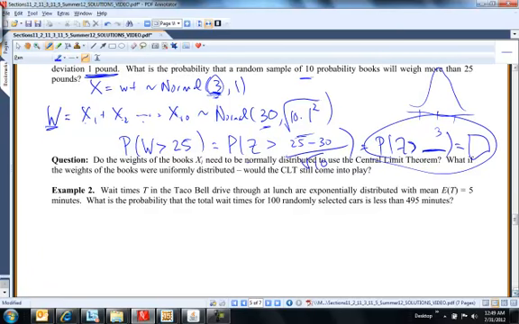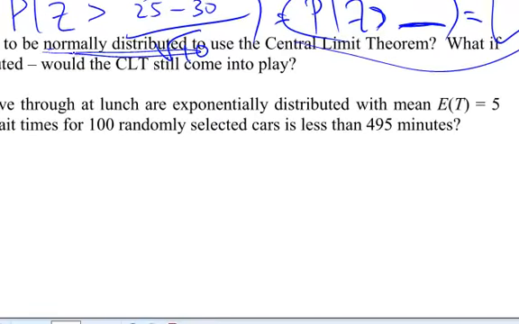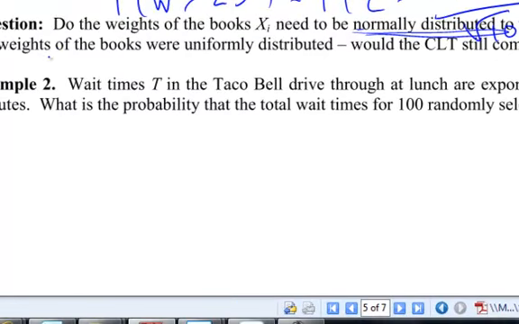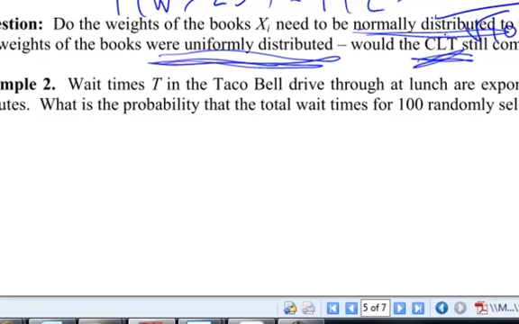Here's another problem. What if the weights of the books don't have to be normally distributed to use the central limit theorem, because we know the sum of normals is normal from moment generating functions. If the weights of the books were uniformly distributed, yes, the central limit theorem would still come into play, because as you saw on a previous video, if you sum even a couple uniforms, you get back to a normal. So definitely, if these were uniformly distributed, I would still be back to a normal distribution.